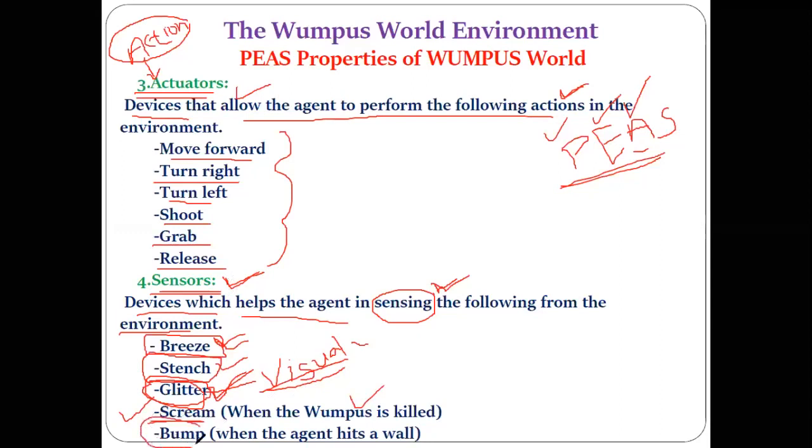Then we also need a sensor to detect the bump. Now these kinds of sensors are also always present in modern cars. Understood? Bump. Yesterday I told you, what do you mean by the bump? If the agent bumps into something, what do we need to detect it? We need that kind of sensors. Understood? For the purpose of detection of the bump. Here I have written, when the agent hits the wall, that also should be detected, and for that purpose we need that kind of sensors.